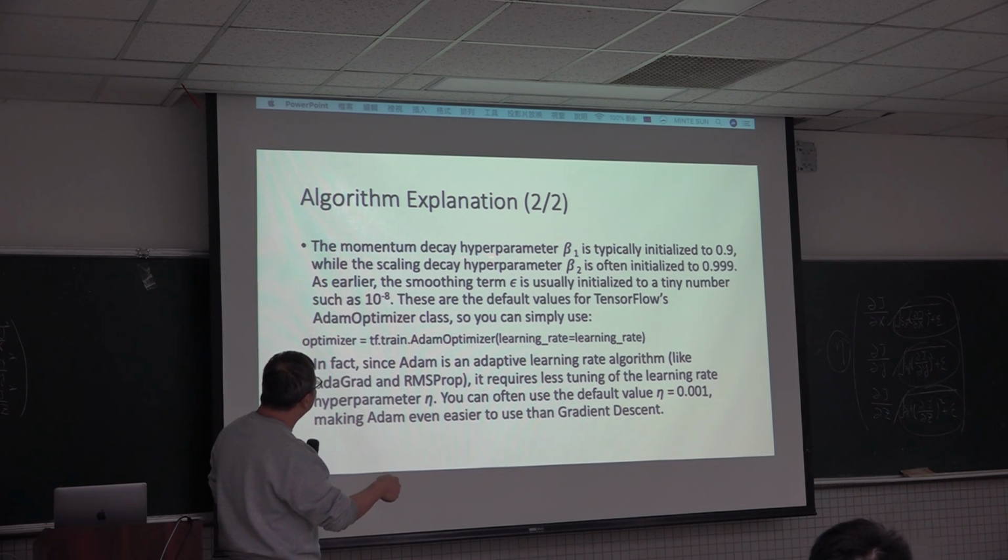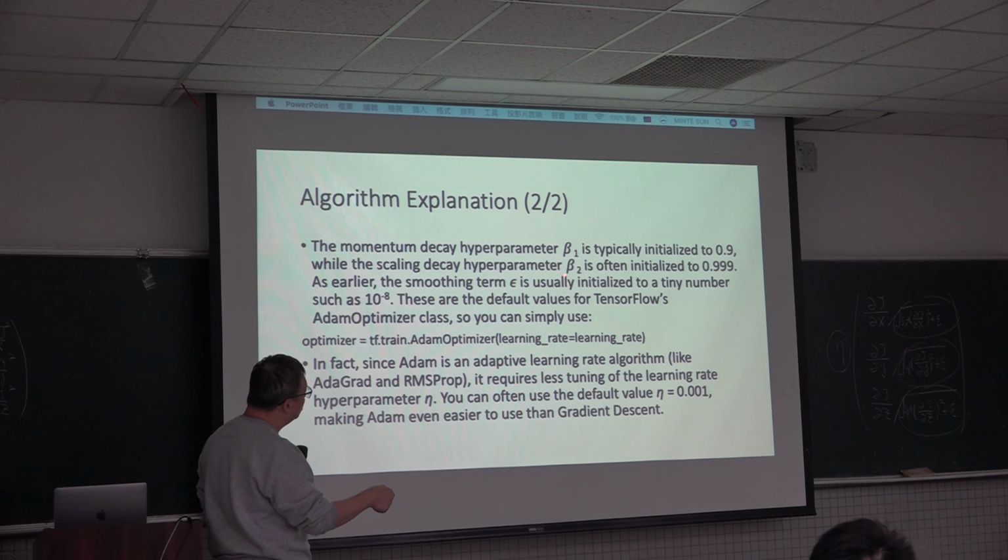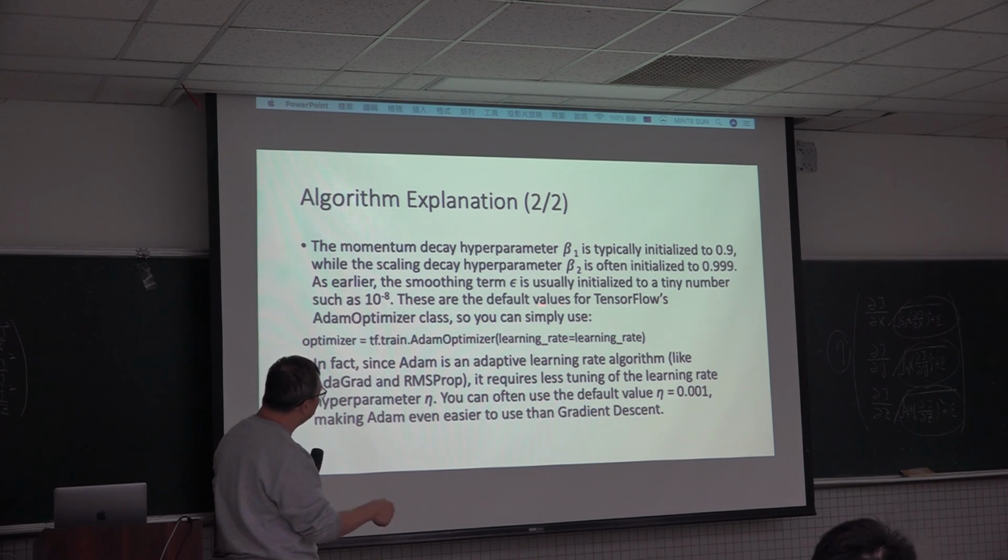The momentum decay hyperparameter beta 1 is typically initialized to 0.9. The scaling decay hyperparameter beta 2, for the RMS part, is often initialized to 0.999. As earlier, the smoothing term epsilon is usually initialized to a tiny number, normally 10 to the power negative 8. These are the default values for the TensorFlow optimizer.